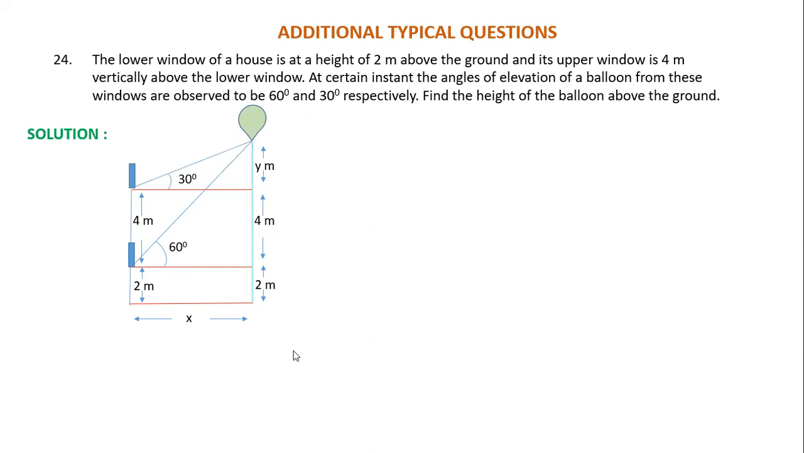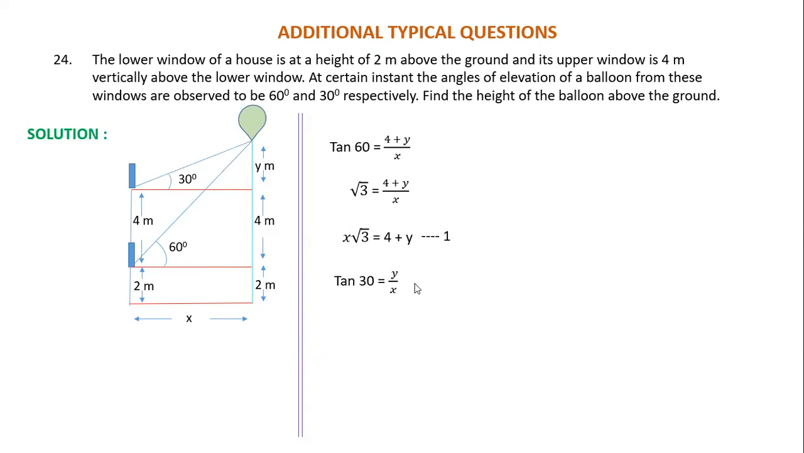So we go for tan 60. Tan 60 is equal to (4 plus y) upon x. Tan 60 is root 3. So (4 plus y) upon x, x root 3 is equal to 4 plus y. This is the first equation. Tan 30 is y upon x. 1 by root 3 is equal to y upon x. x is equal to y root 3. This is the second equation.